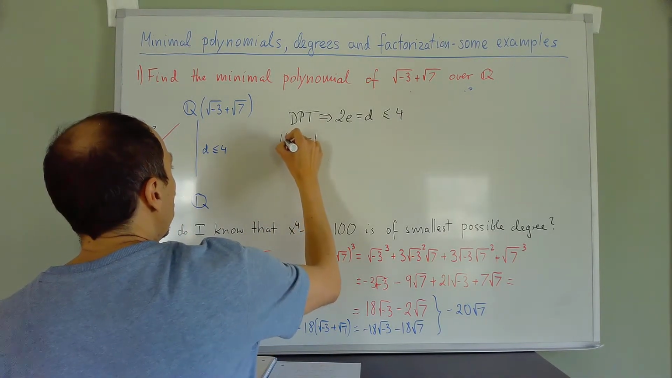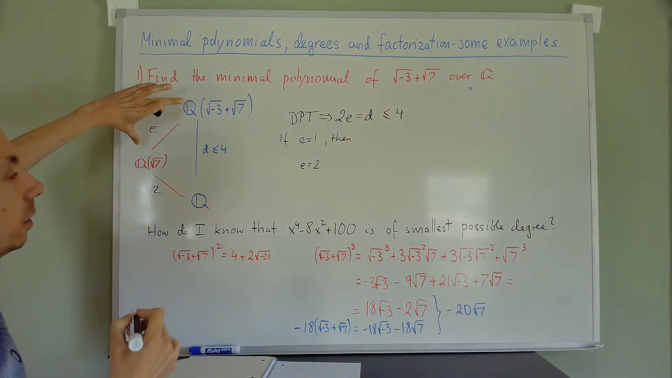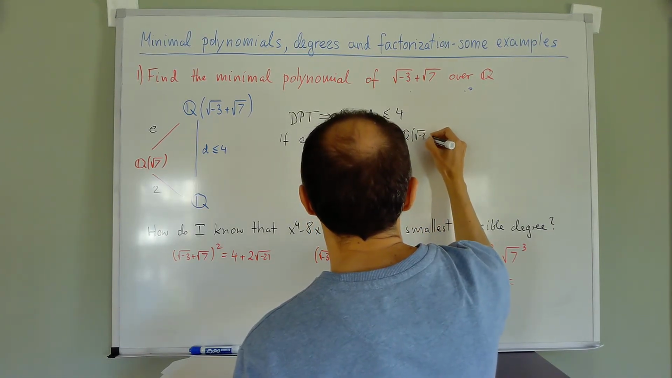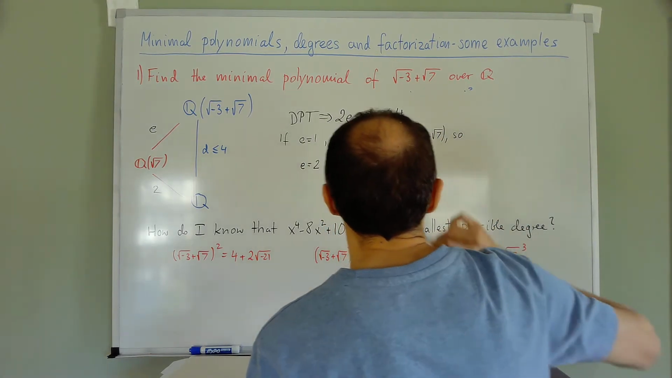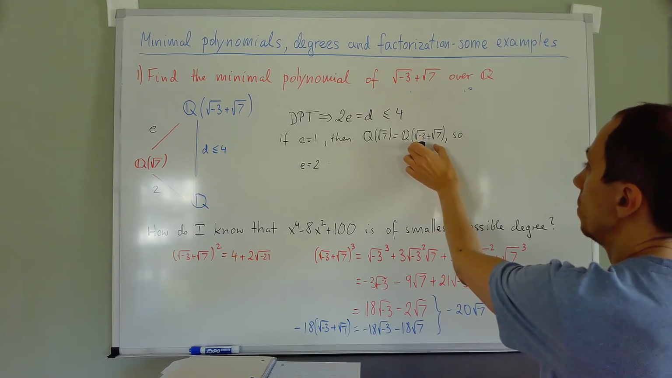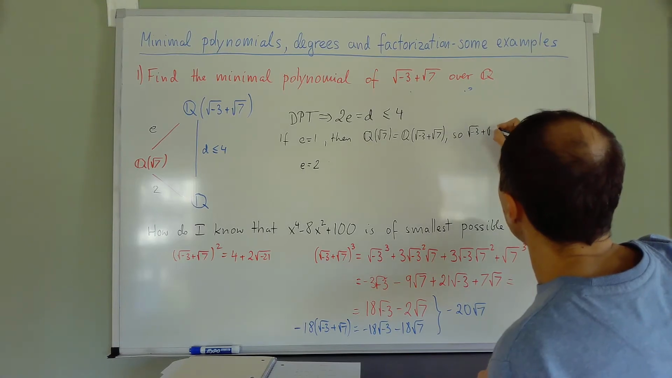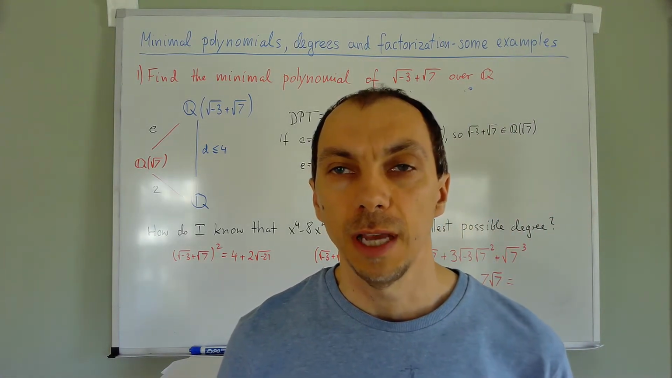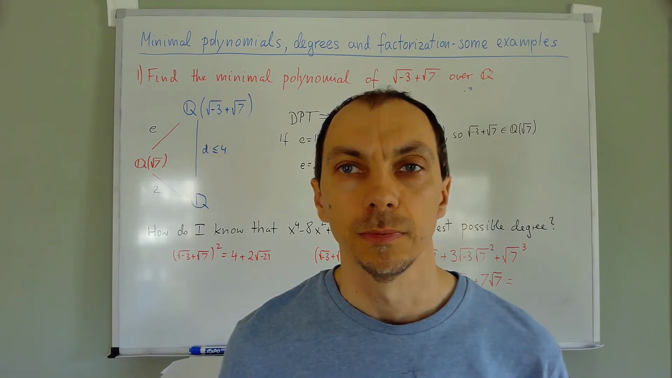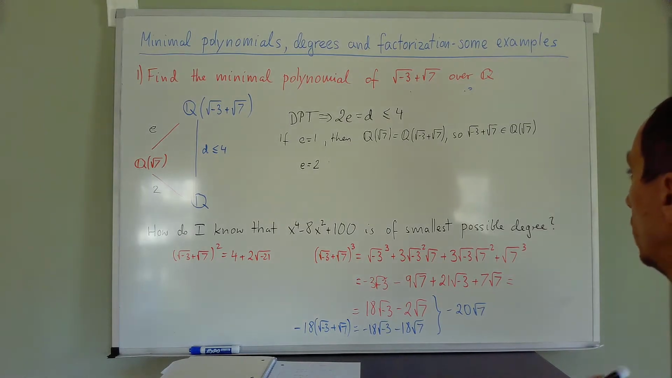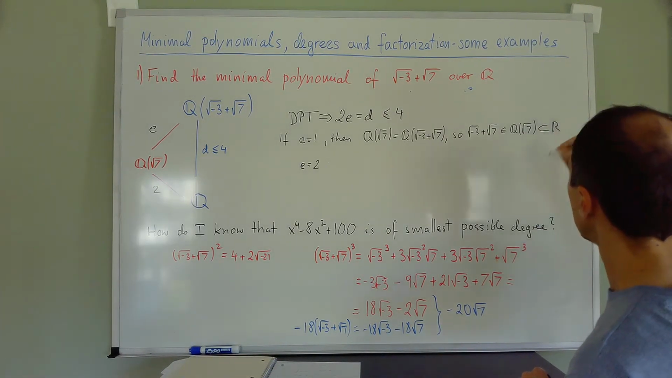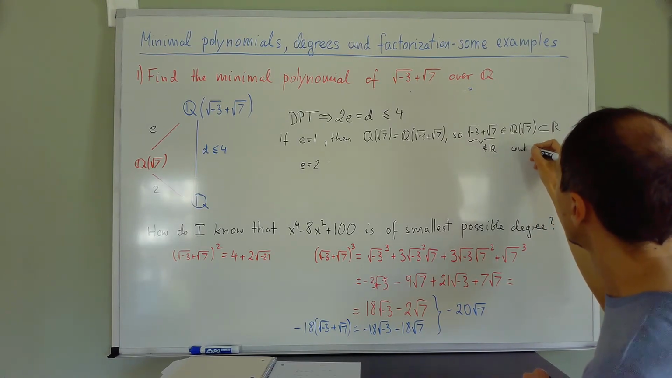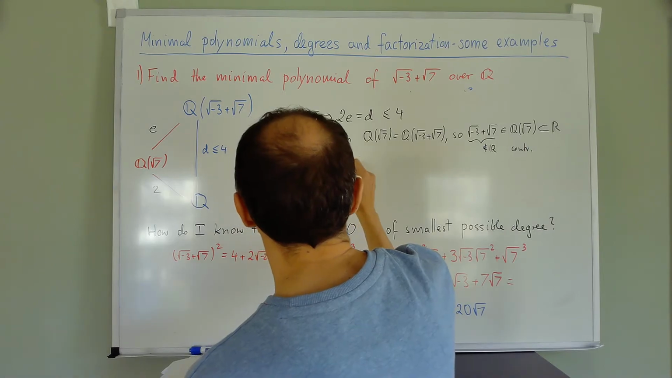So if e was 1, then these two fields would be the same. But if these two fields are the same, that means this number lies in that field. You may pause the video now if you wish and try to think about why this cannot be true. So this cannot be true because this is completely contained inside the real numbers, right? It's a rational plus rational times radical 7. And this is not real. So contradiction. So e is 2. Hence d is 4.